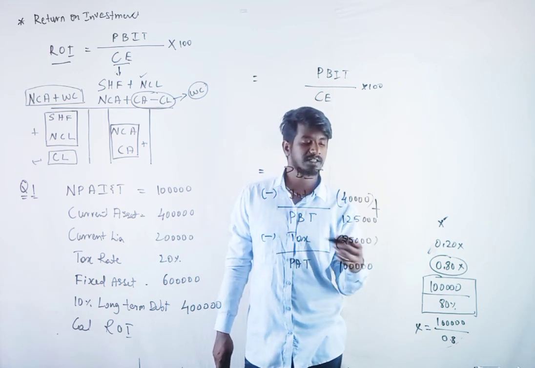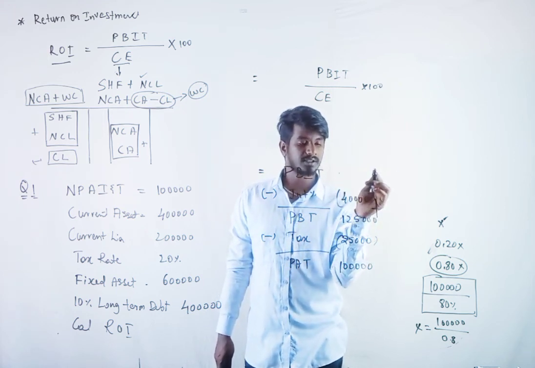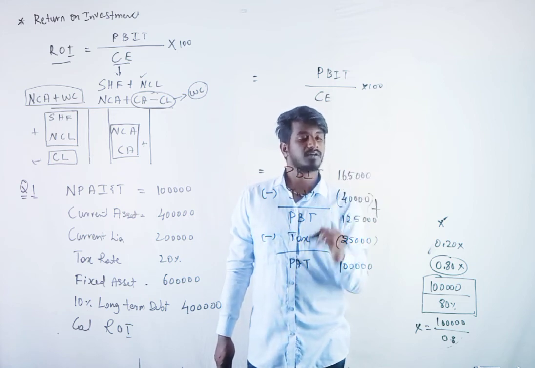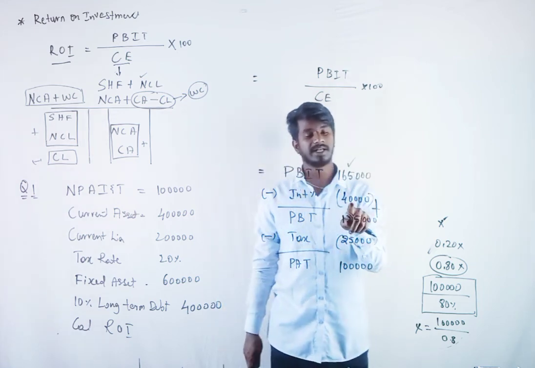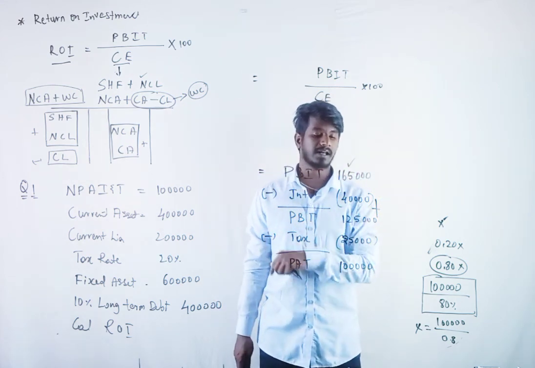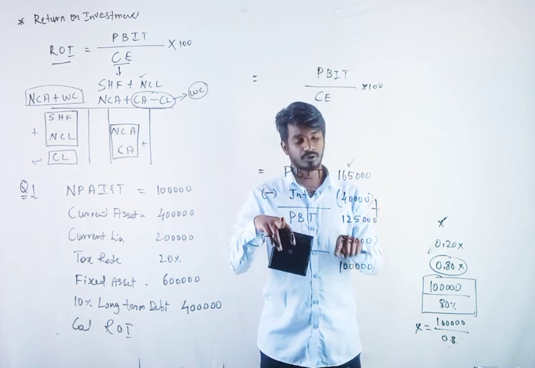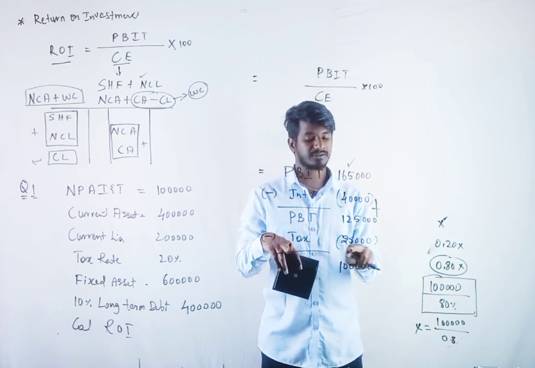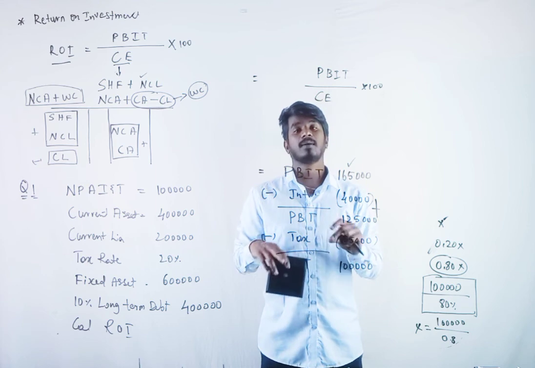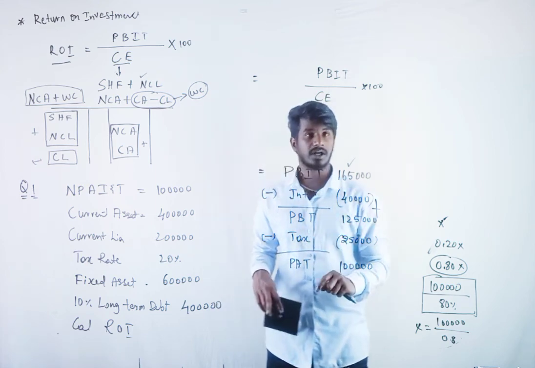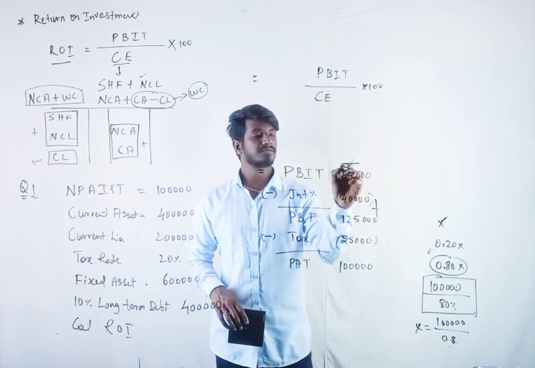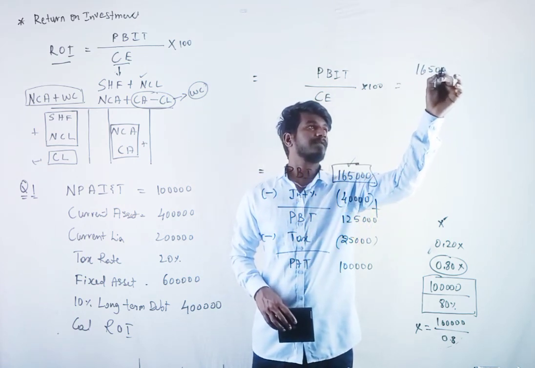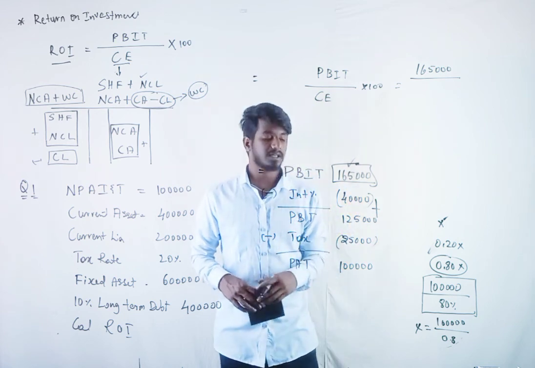Profit before interest and tax, how much is it? 1,65,000 total. From 1,65,000, if we minus 40,000 of interest, we arrive at profit before tax 1,25,000. Out of that, if we minus 25,000 of tax, we arrive at profit after tax 1 lakh rupees. Profit before interest and tax we got is 1,65,000. Is that correct? Yes.